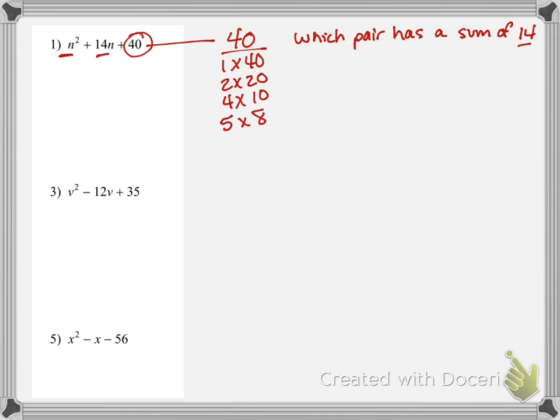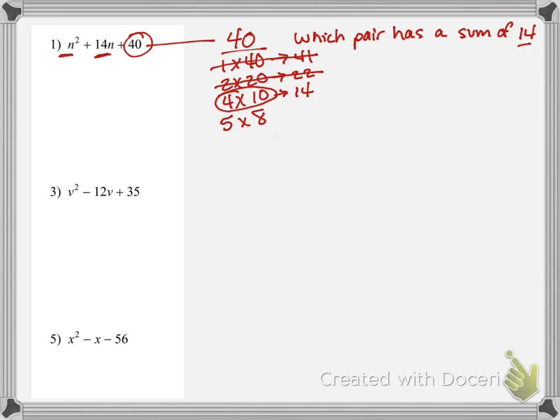Okay, so remember that 14 comes from that middle term. So which pair has a sum of 14? Well, we look at this. This is going to have a sum of 41, so that does not work. This right here has a sum of 22, which does not work. This has a sum of 14, so that means we're going to be using this magic pair here.